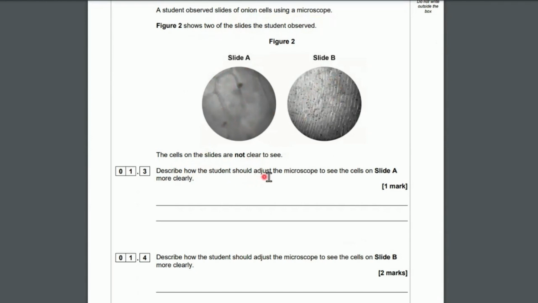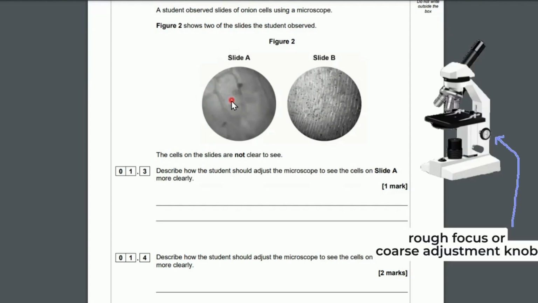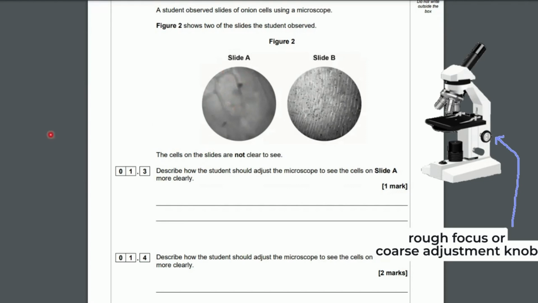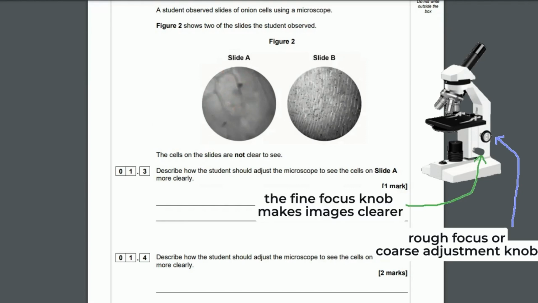Describe how the student should adjust the microscope to see the cells on slide A more clearly. So they've obviously used the rough focus. You've got 2 knobs on your microscope. You've got a rough focus and a fine focus. And you turn the rough focus, or the coarse adjustment knob, it's also known as, until you roughly get the cell in view like this. And then when you want to see the detail, you then hit the smaller knob and you turn that, and it's called the fine focus.